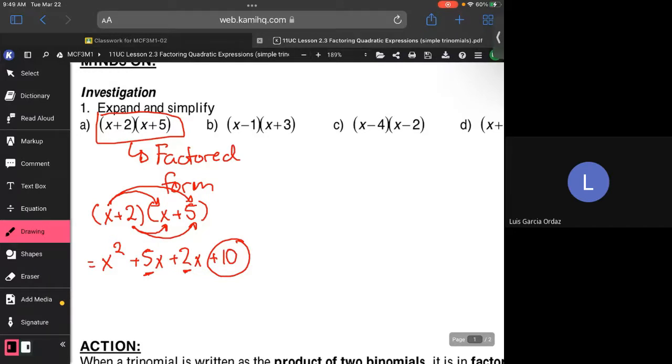However, when I take 5x and add 2x, what does that give me? 7x. So those two numbers multiply together to give me my last number, but when you add them together, they give me the middle term of the trinomial when you expand it.